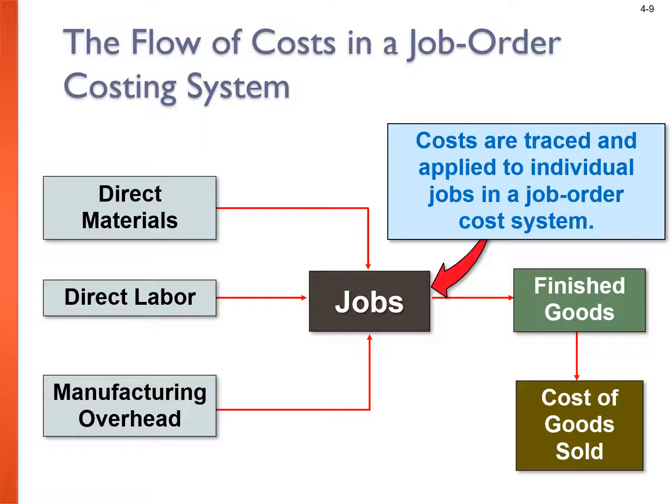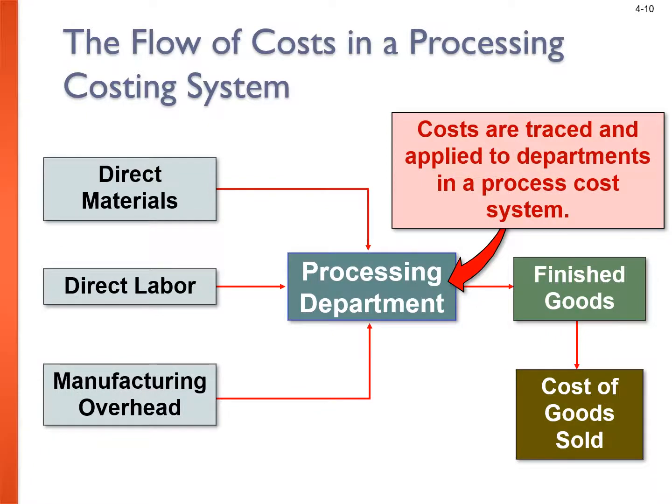In a job order costing system, we did direct materials, direct labor, manufacturing overhead to a job or to jobs. They flowed to finished goods and then ultimately to cost of goods sold. In a process costing system, we're going to put direct materials, direct labor, and manufacturing overhead into each department, each processing department. And then those total costs, once they go through each processing department, will then go to finished goods, ultimately to cost of goods sold.